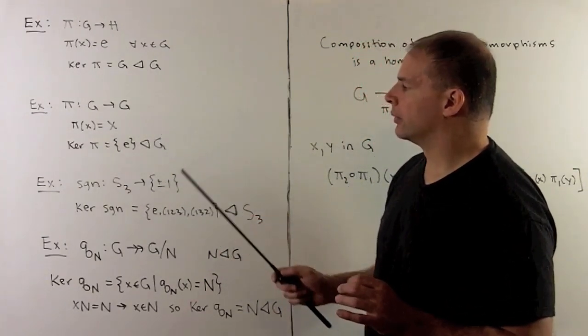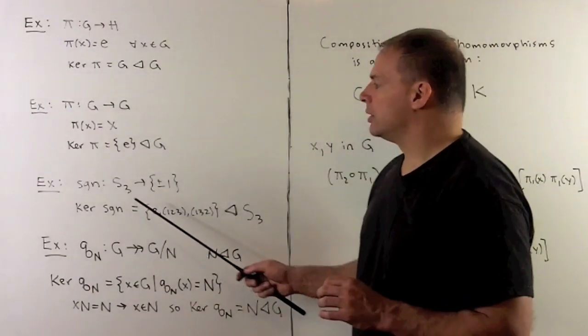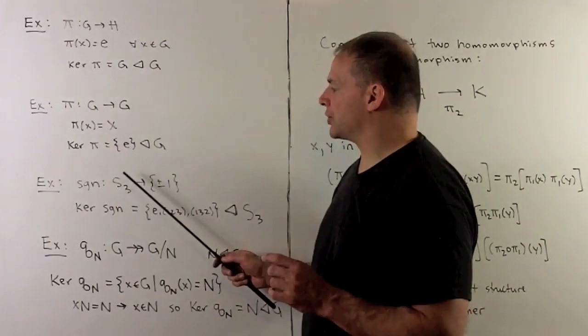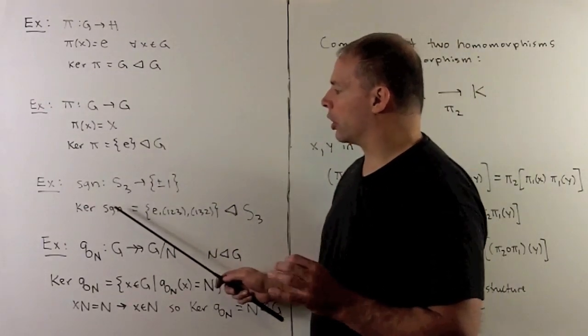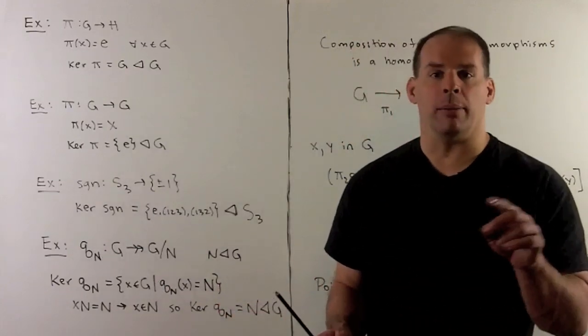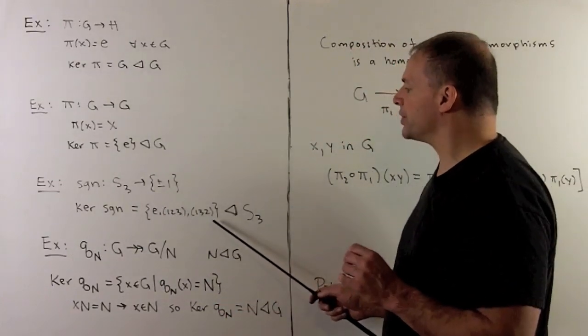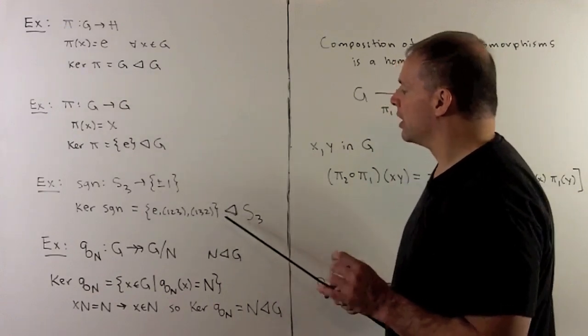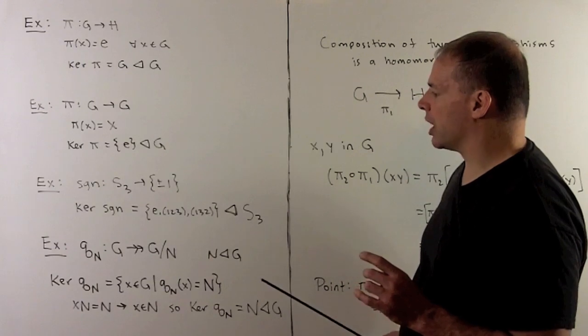For something non-trivial, take our sign representation on S3 into plus or minus 1. The kernel is just going to be all elements that get sent to 1. So it's going to be the identity and the rotations. We saw this is going to be a normal subgroup for S3. So that checks out also.